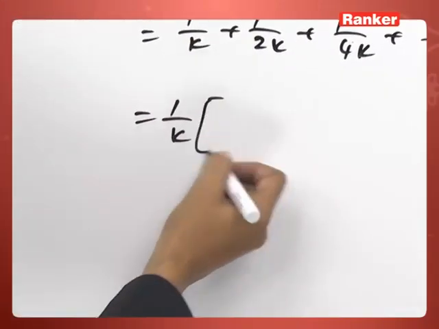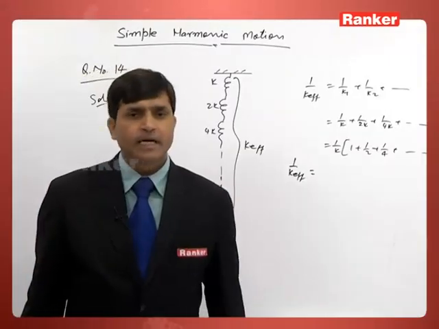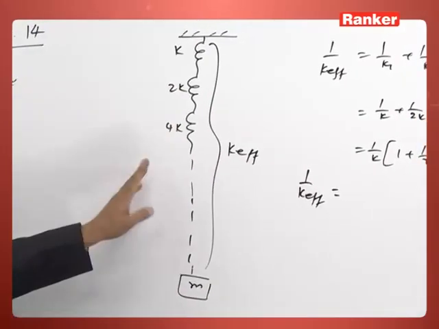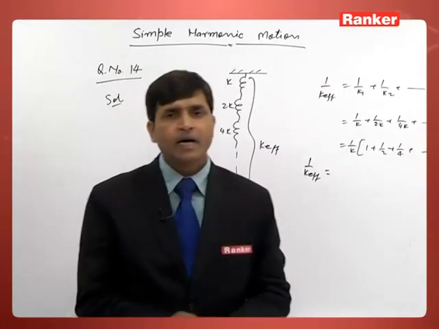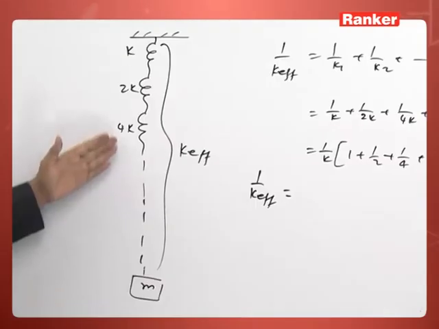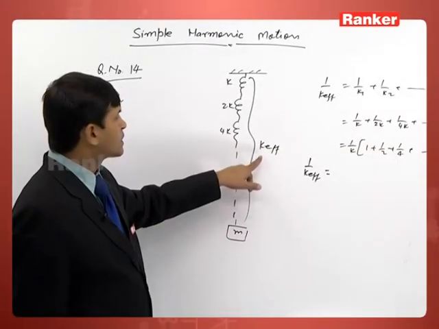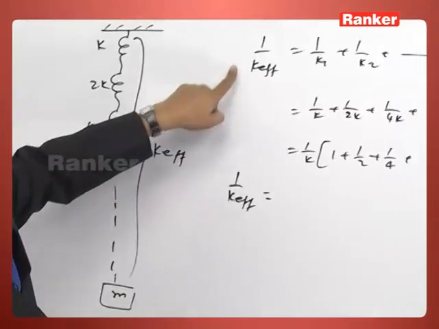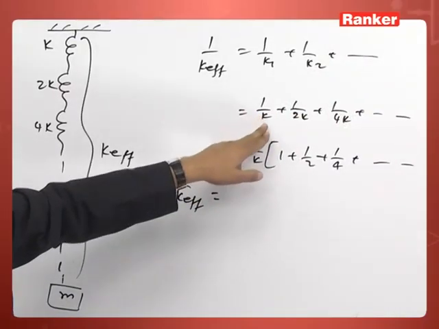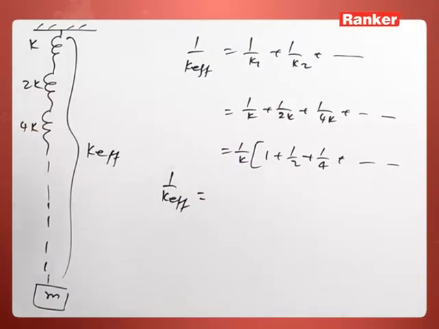So further we can say 1 plus 1 by 2 plus 1 by 4. So here springs are given having force constant K, 2K, 4K like that up to infinity. From that a mass M is suspended. So all these are taken as in series. So in place of all these we can represent with one spring of force constant called K effective: 1 by K effective is 1 by K1 plus 1 by K2 and so on. So 1 by K plus 1 by 2K plus 1 by 4K, and this is now an infinite series.